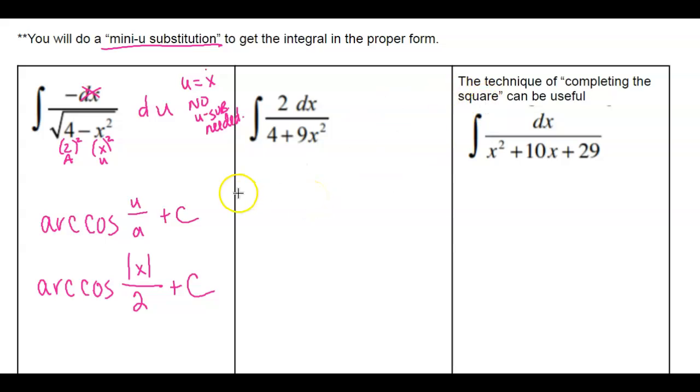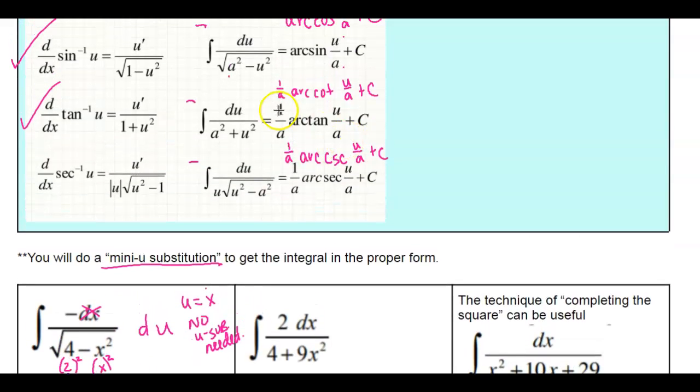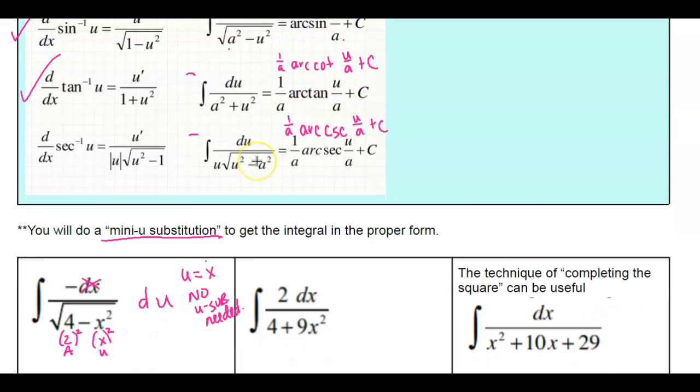All right, that one's done. On the next one, I don't see a radical at all, so that has to be either arctangent or arccotangent. Since we don't have a negative, it's going to be arctangent. And so the tricky thing about this is you have to remember the 1 over A in front.